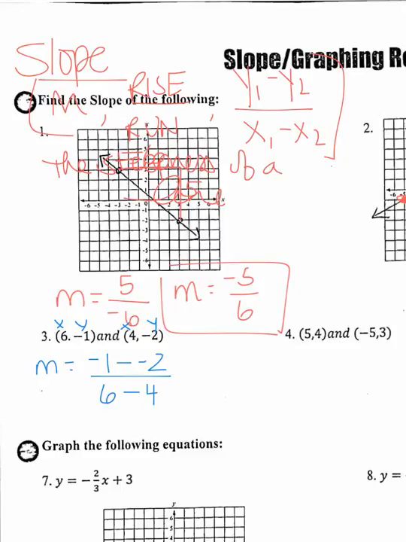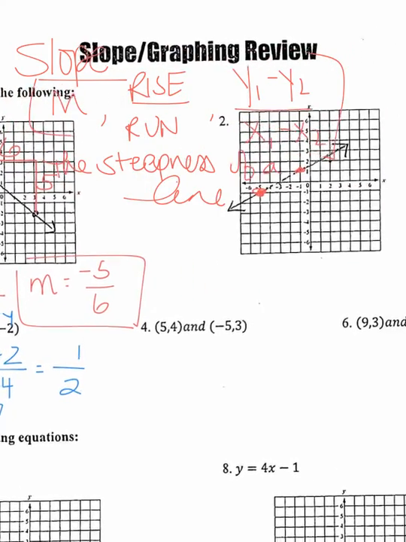Now I have two negatives in the middle, which make a positive. So -1 plus 2 is 1. 6 minus 4 is 2. So I know m equals 1/2. Okay? So if I go ahead and do one more with you, number 4.